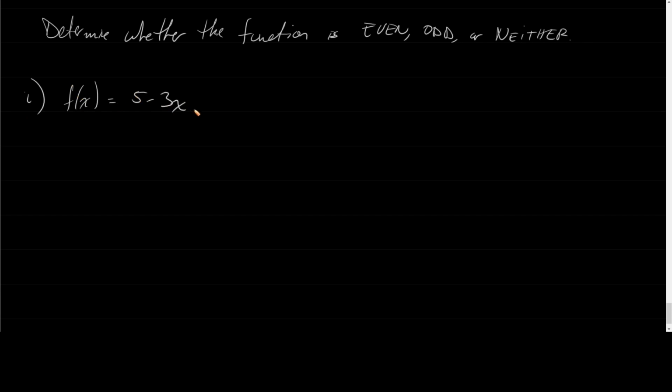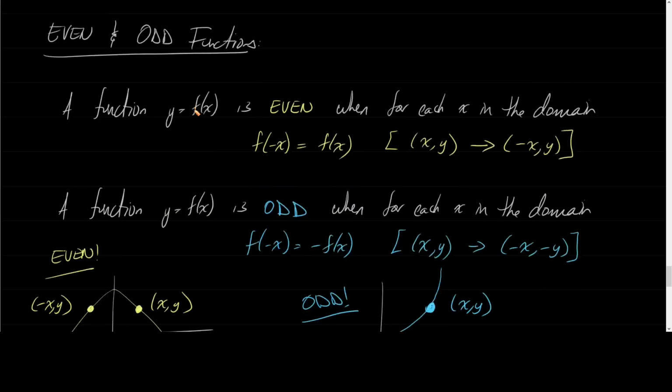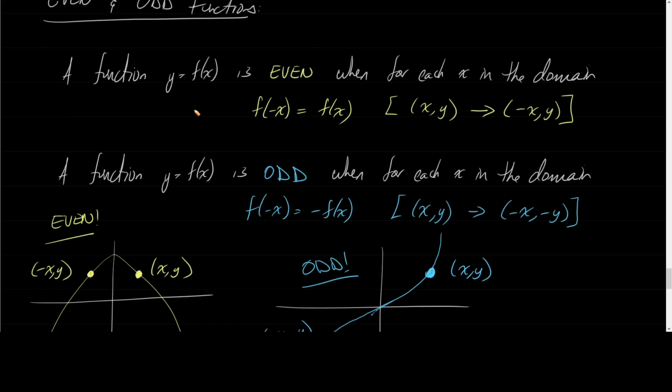Before we do it, let's go back to the definition for a second, because the definition itself already tells us what we need to do. Notice that both of these definitions start with f of negative x. It is even when f of negative x does something. It's odd when f of negative x does something else. So we're going to start by figuring out what f of negative x is. If we end up with our original f of x, then we know it's even. If we end up with the negative version of our original f of x, then we know it's odd.